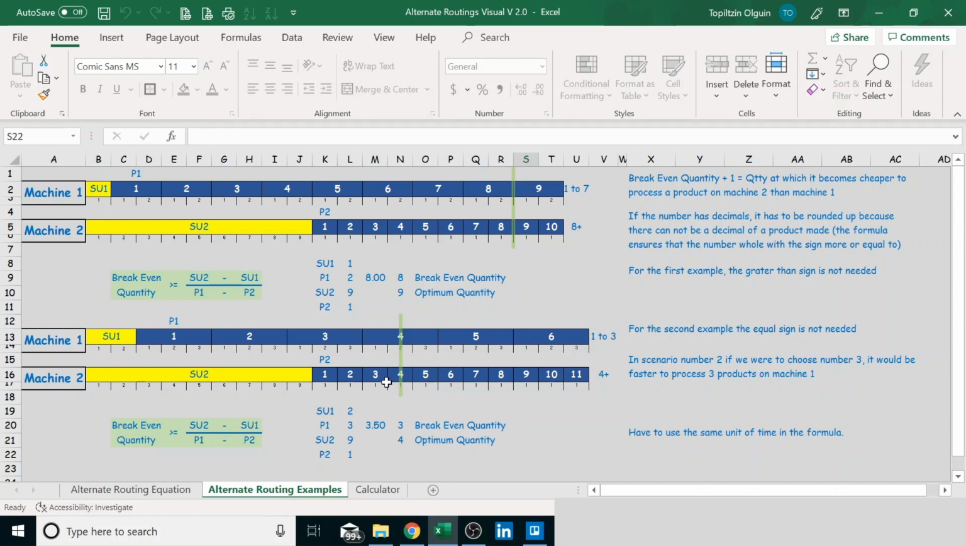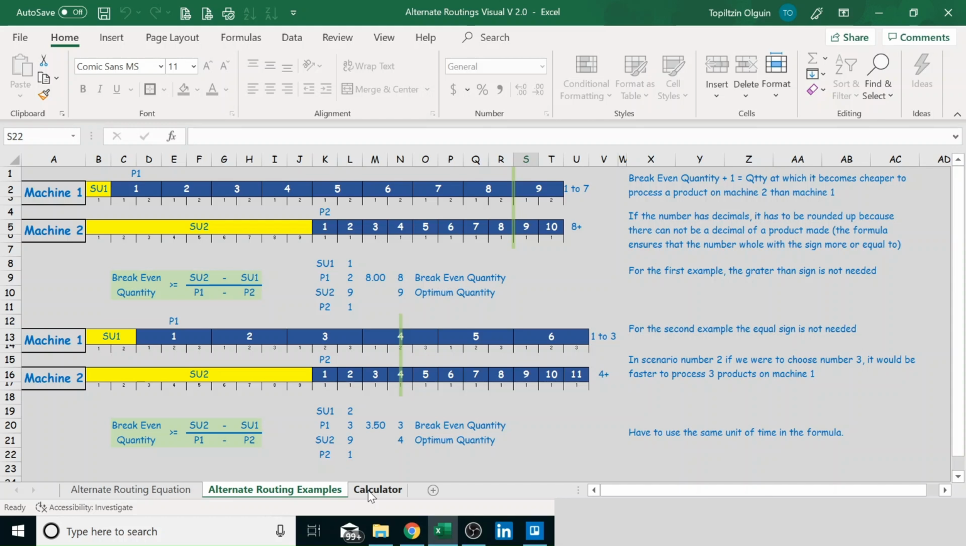So what we're going to assume is that 3 would be our break-even quantity, even though it's cheaper on machine 1. But then if we go to 4, we finish 4 pieces in less time on machine 2 than on machine 1. So in this case, our alternate routing should be from 1 to 3 build on machine 1, or work center 1, or from 4 to infinity build on work center 2, machine 2.